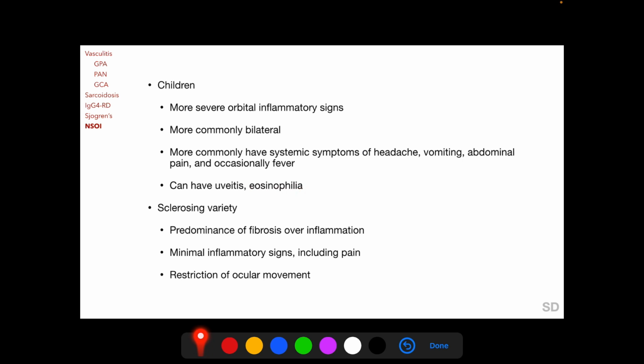There is a sclerosing variety of NSOI where there is a predominance of fibrosis over inflammation, and these patients have minimal inflammatory signs, including pain, and the predominant sign in these patients is restriction of ocular movement.